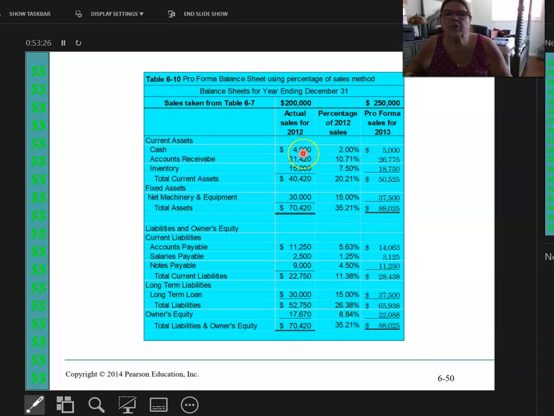See here? I took this divided by the 200,000, this divided by the 200,000, this divided by the 200,000, and here are my percents. Okay? And so what I'm going to do is, 200,000 was my actual sales in 12, 250,000 is my projected sales in 13. So I'm going to take these percents times the 250 to get these numbers. It's called a percent of sales on the balance sheet.